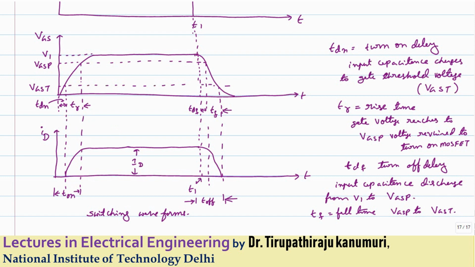Whenever you turn off, again two times are there. One is TDF, which is the turn off delay time. The turn off delay time is the time the capacitor takes to start discharging from its peak value to the value VGSP. After that the current will start decreasing, and the instant when the current becomes 0 is called the fall time. So fall time is the time between VGSP to VGST. By the time it reaches the threshold voltage, the current will become 0.